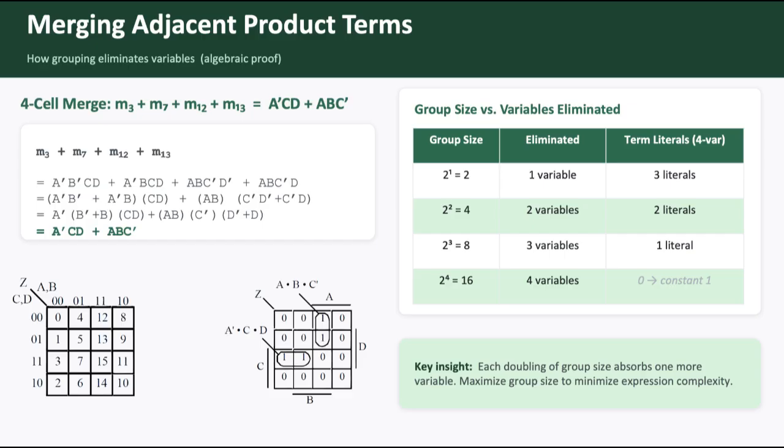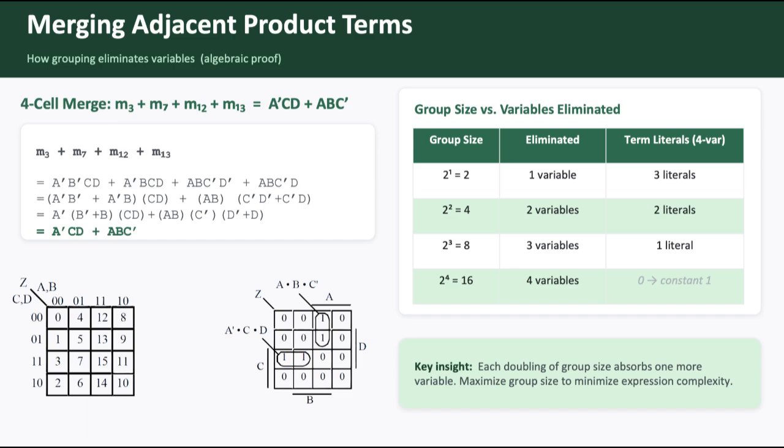Look at the 4-variable map in the lower left. Minterms 3, 7, 12, and 13 are highlighted. This is not a single rectangular block. Notice that 3 and 7 are in the left half of the map, while 12 and 13 are in the right half. However, they do form 2 separate valid groups of 2.